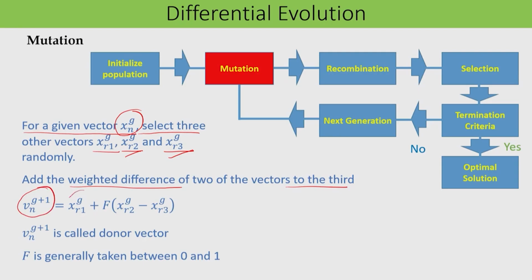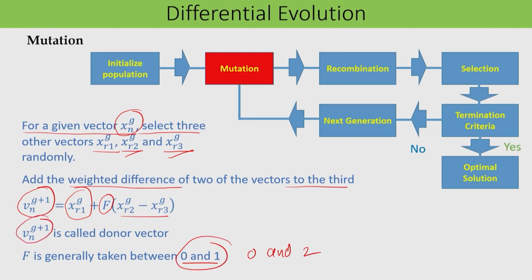So, one vector I am taking as an initial solution, and the other 2 vectors are taken to get the direction, and we are multiplying with F. So, F is a number, or you can say a parameter of this algorithm. This value is generally between 0 and 1, and some people are also taking between 0 and 2. In this case we are considering between 0 and 1, and so I am getting the donor vector.